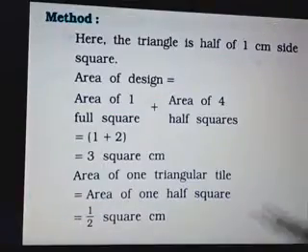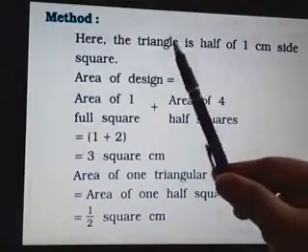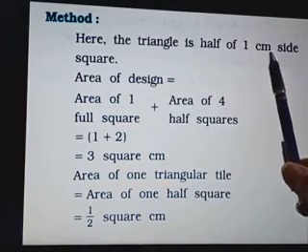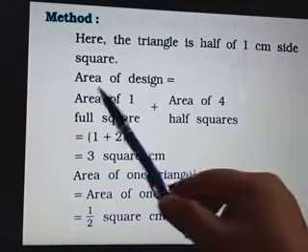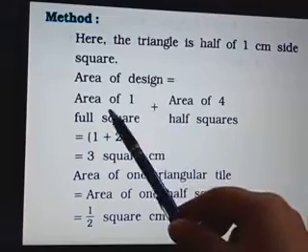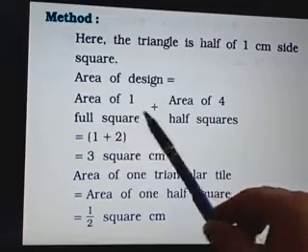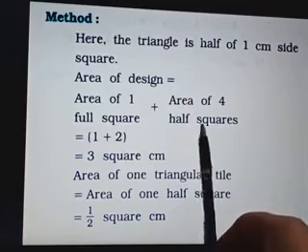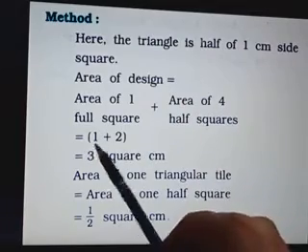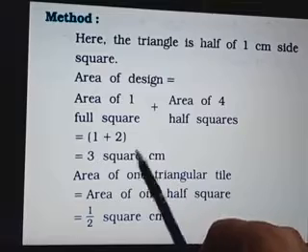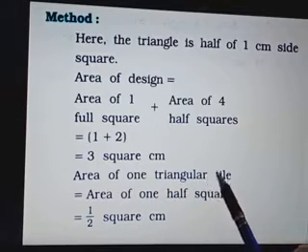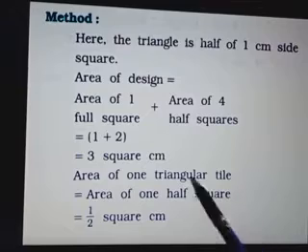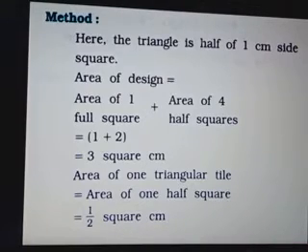Clear? Here the method is also given. Here one triangle is of 1 centimeter side square. Area of design equals area of a full square, equal to 1, plus area of 4 half squares. So 1 plus 2 equals 3. Area of one triangular tile, area of 1/2 square, equals half square centimeter.